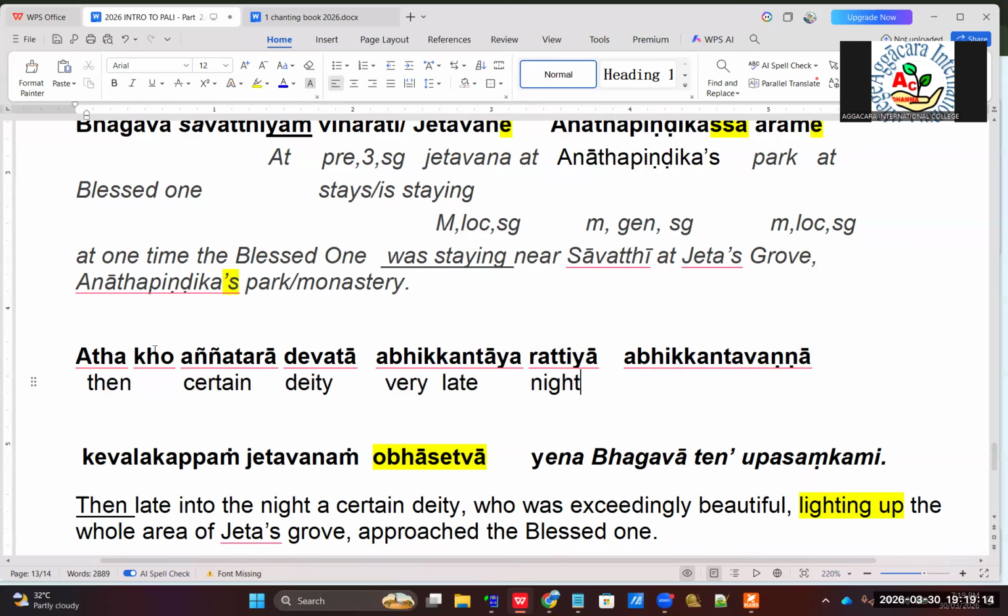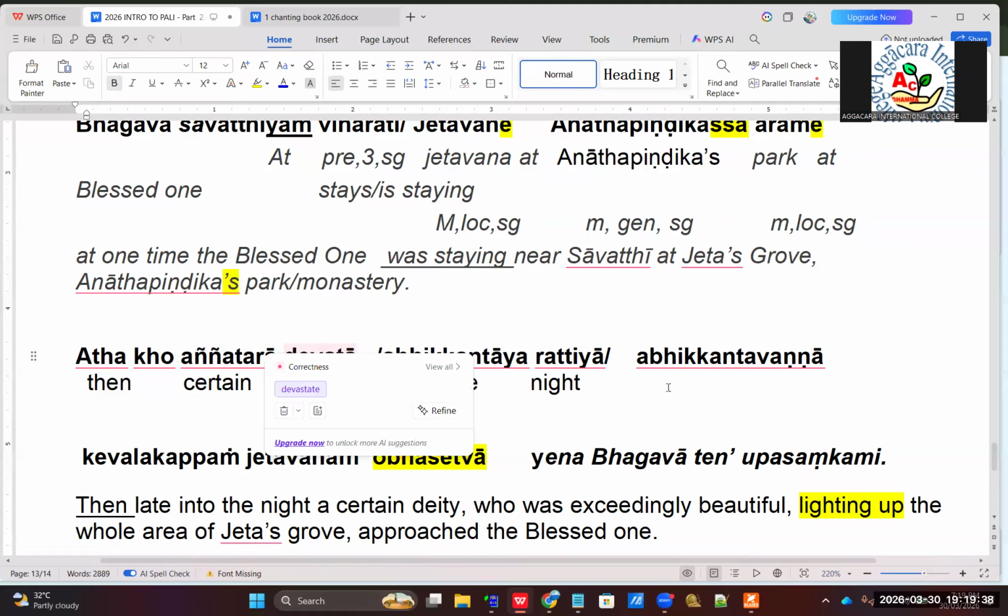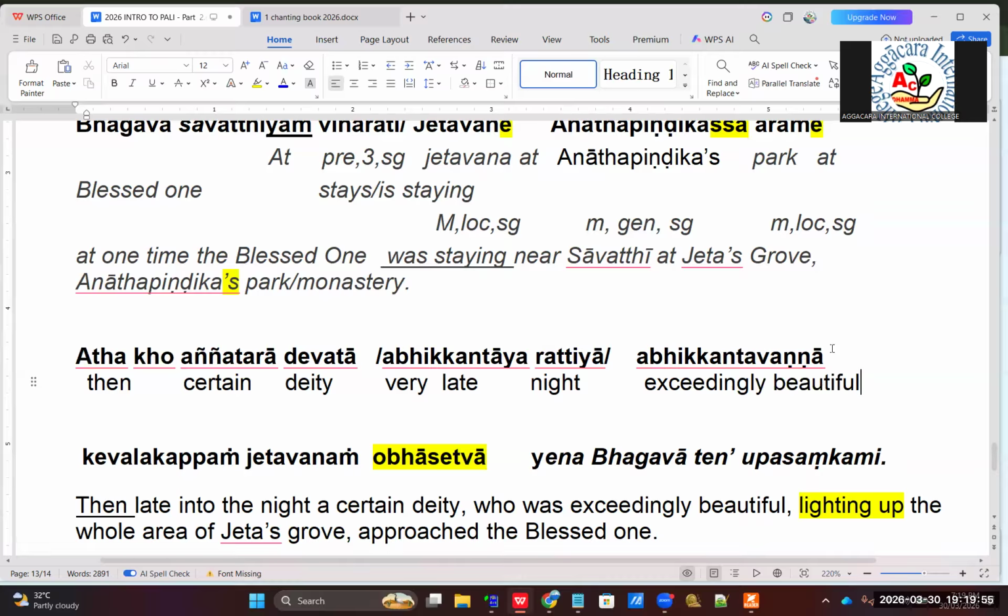Okay. So Atako Anyantara Dewata. We have to read these two together. Anyantara Dewata is together, so we have to break here. Atako Anyantara Dewata Abhikantaya Ratiya. So these two are linked. All right. Then Abhikanta Wana. Now you can see this Abhikanta. Here also Abhikanta. But here the meaning is exceedingly. Wana is beautiful.